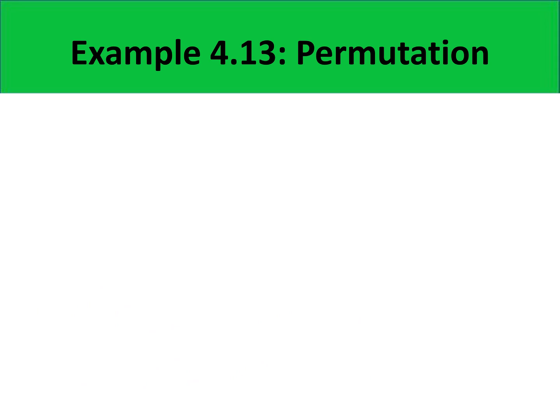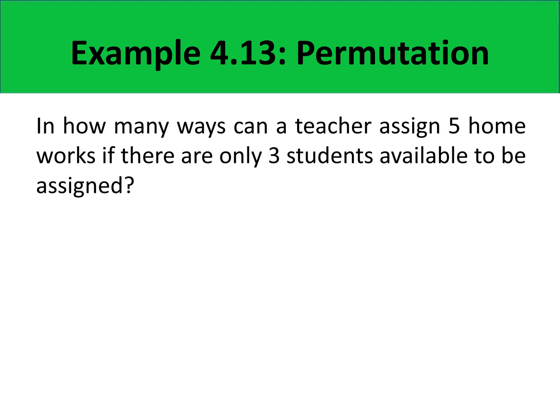Let us illustrate permutations of n distinct objects taking r objects at a time. In how many ways can a teacher assign 5 homeworks if there are only 3 students available to be assigned? Let's label the 3 students with S1, S2, and S3, and the 5 homeworks with H1, H2, H3, H4, and H5. The teacher may assign homework 2 to student 1, homework 5 to student 2, and homework 4 to student 3.